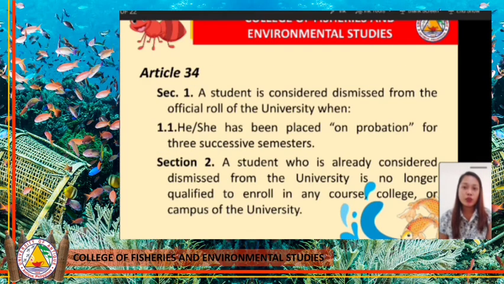So make sure that you will not be put under probation for 3 successive semesters for you to be safe from dismissal. Because any student who has been placed on probation for 3 successive semesters is considered dismissed from the official roll of the university. Meaning to say, you are no longer qualified to enroll in any course, any college, or campus of the university.